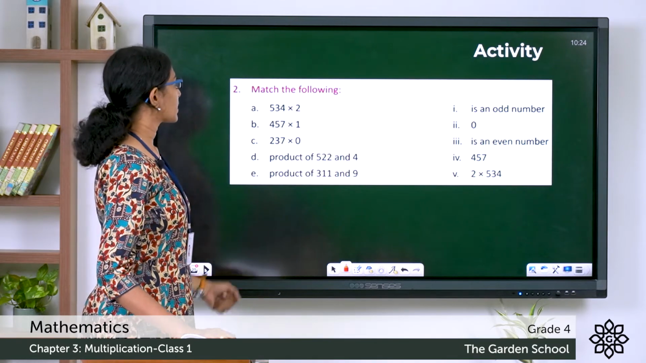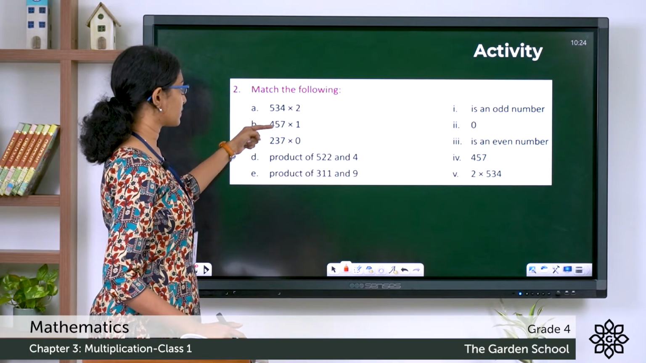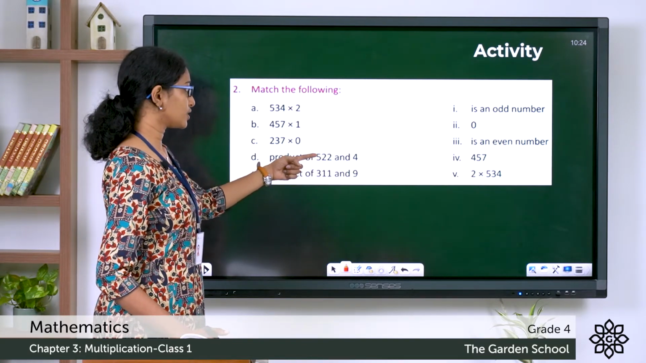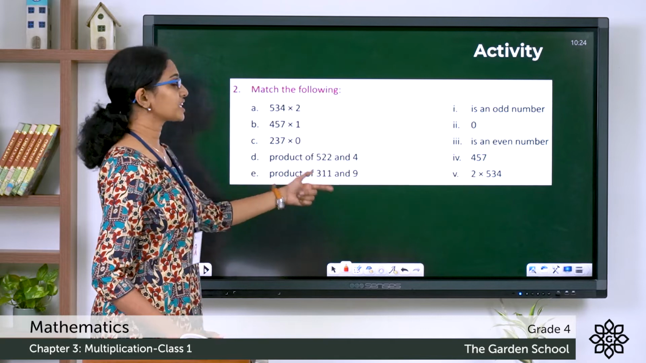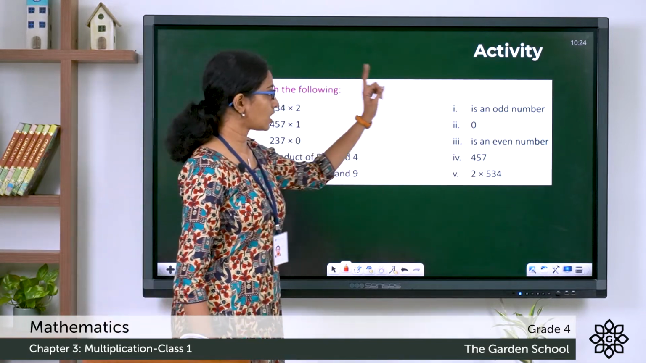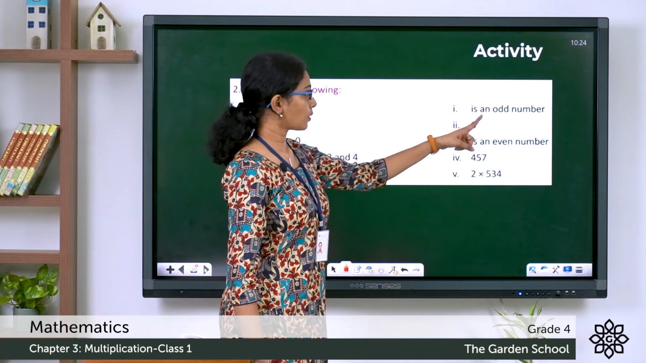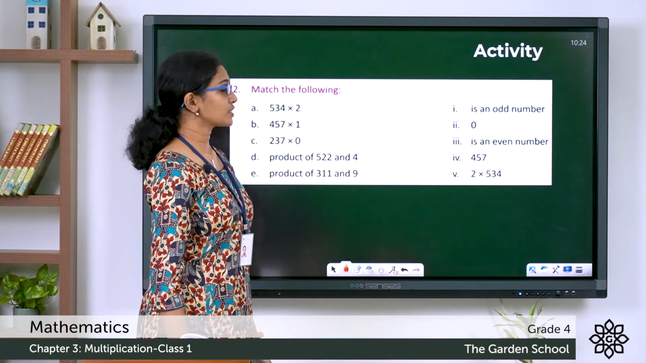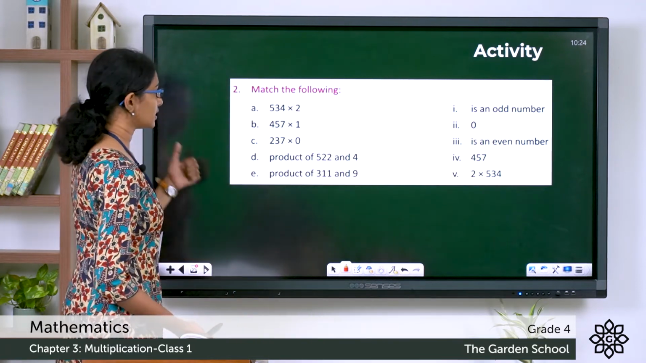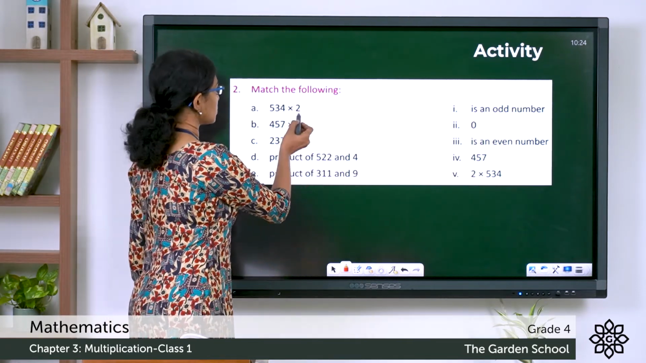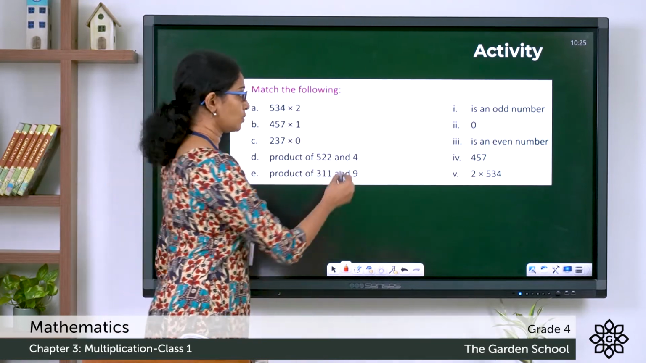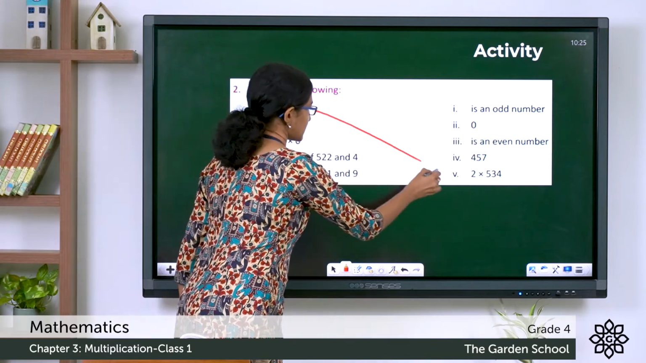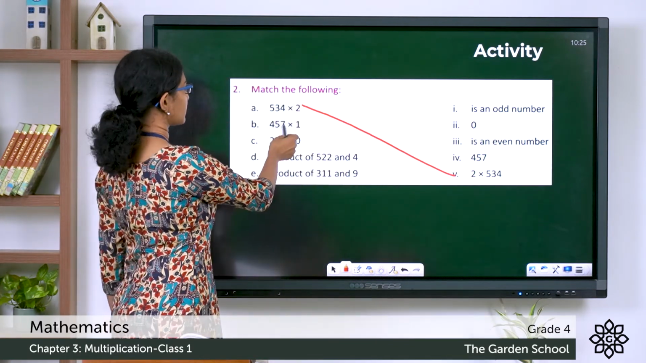The question A, 534 into 2. Here it is 457 into 1. 237 into 0. Product of 522 and 4. Product of 311 and 9. And the options on the other side are is an odd number, 0 is an even number, 457, 2 into 534. So, let's match the correct options. So, 534 into 2 will be equal to 2 into 534. So, let's match them.